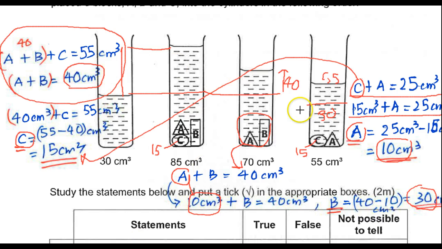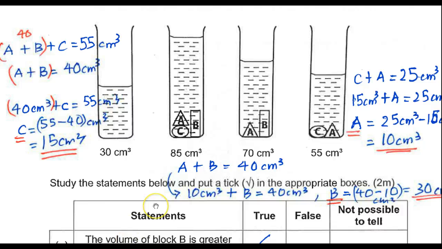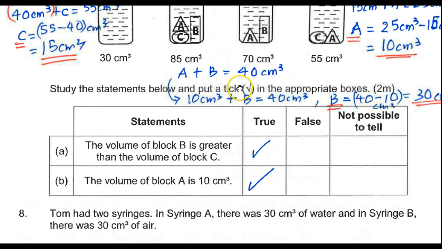Okay, you may pause this and try to understand the whole process. I'm going to scroll this down and the lines will all disappear. Okay, so we found out that the C is 15, A is 10, and B is 30. So it says the volume of block B is greater than volume of block C. Take a look. C is 15, B is 30. So it is true that B is bigger than C.